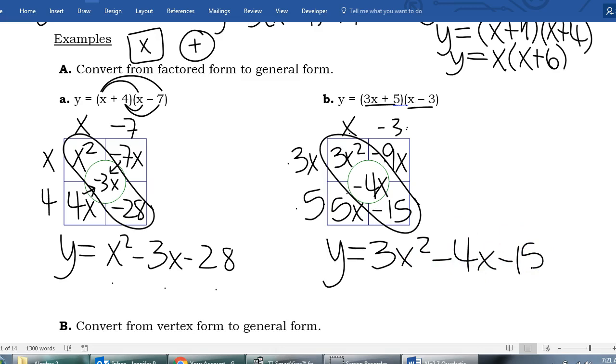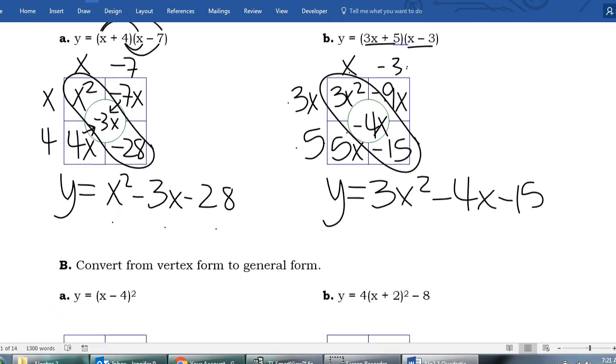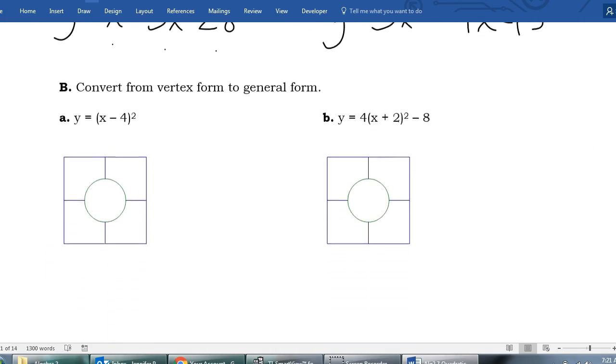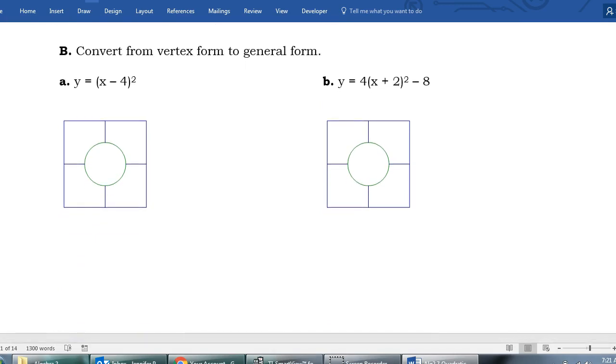We have 2 more examples down here that ask us to change from vertex form to general form. So vertex form is where we had one set of parentheses and a power 2. And our goal is to basically get rid of those parentheses, come up with something with an x squared in it. So it's really exactly the same process for this first one as the factored form.